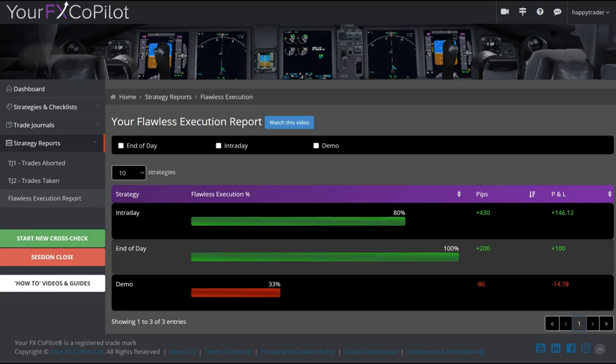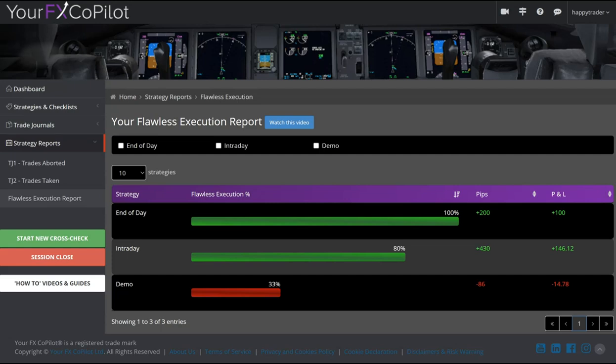Coming back to the flawless execution report, you will see that by default, the strategy with the highest pip count is displayed at the top. So best to worst performance in descending order. You can reverse the order of both the pips and the P&L columns by clicking on their headings or on the arrows next to the headings, depending on what data you want to see. For the flawless execution percentage, this will sort your strategies by highest flawless execution percentage to lowest, so in descending order, or the reverse if you click on the heading.